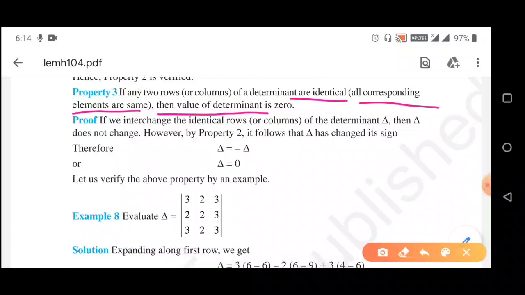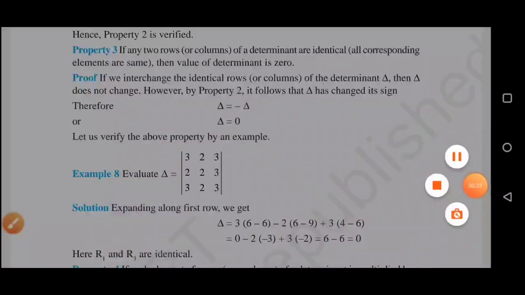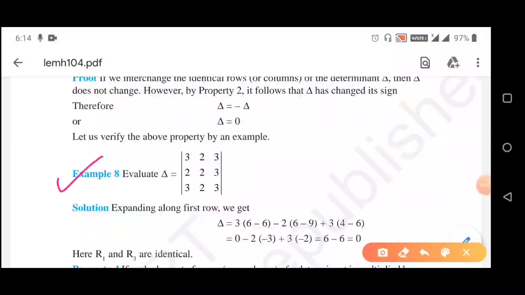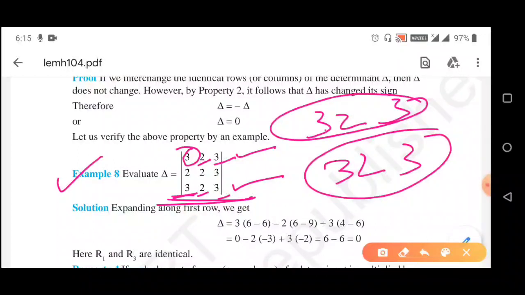So let's move to example 8 to verify property 3. In example 8, see the first row and the third row: here it is 3, 2, 3, and in the other row it is also 3, 2, 3. Both the rows are identical, corresponding elements are the same. So according to property 3, the value of this determinant will be 0.